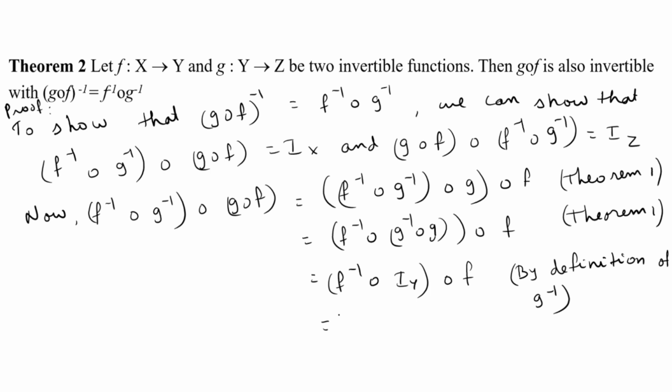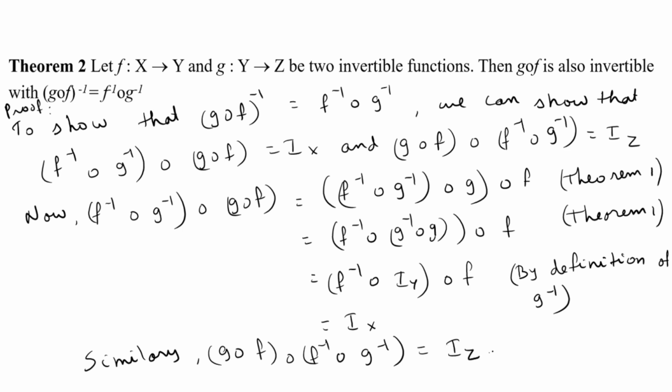So this is equal to, here we get f inverse of f, which is nothing but the identity function in x, because f is also invertible. So f inverse of f will be equal to ix. Similarly, g of f of f inverse of g inverse will be equal to iz. So if f and g are invertible functions, then g of f is also invertible, and the inverse of this function is f inverse of g inverse.